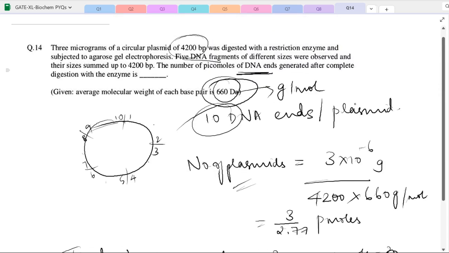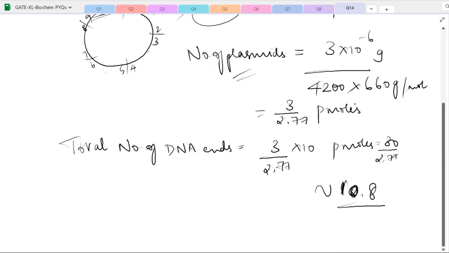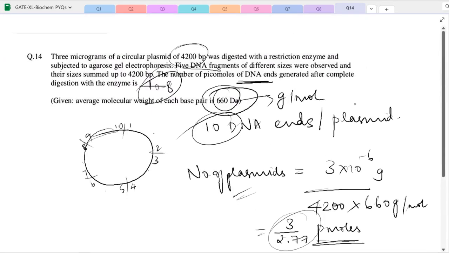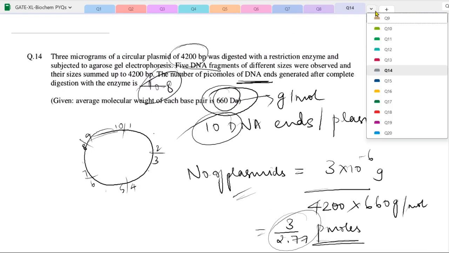So the correct answer here is 10.8 picomoles. That's the number of DNA ends that are generated after complete digestion with the restriction enzyme. This calculation I didn't show in detail because it can be done using a calculator, and I've kept this as picomoles, and kept this as a fraction just to simplify my calculation, so that if I multiply by 10 and then finally divide, it's going to save the number of steps. Moving on to the next question.